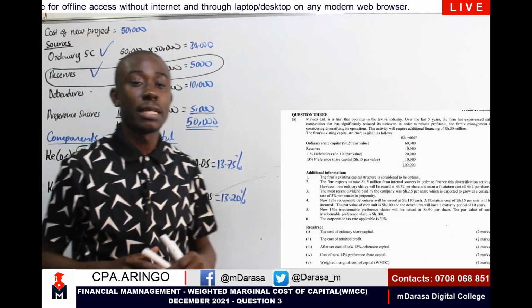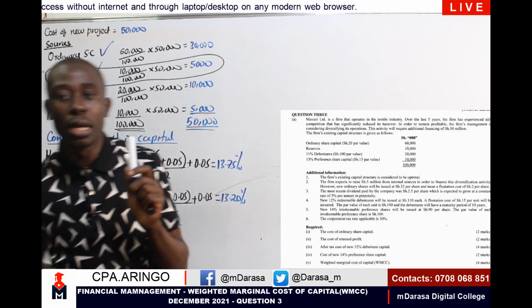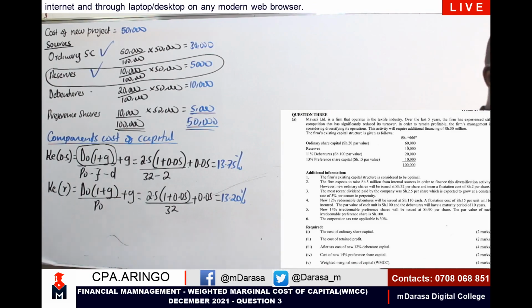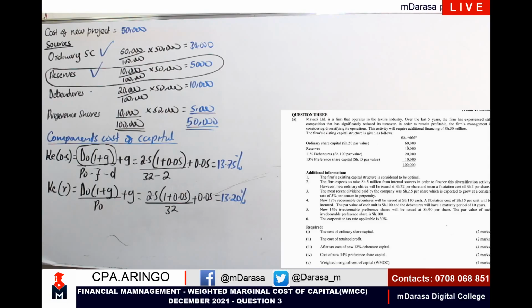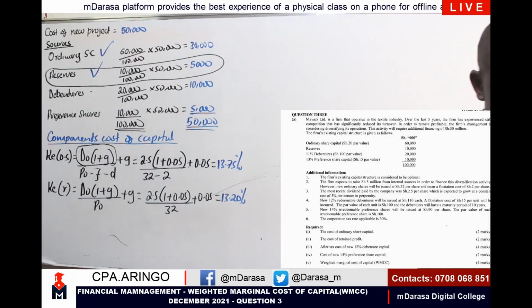And debentures, my good students, we are told that we are having what? Redeemable. Because if you can check in our note, which I believe my question is still there and still visible, I want you guys to check in note number 5. Not 4, check it out. New 12% redeemable debentures will be issued at 110 shillings each. A flotation cost of 15 shillings per unit will be incurred.